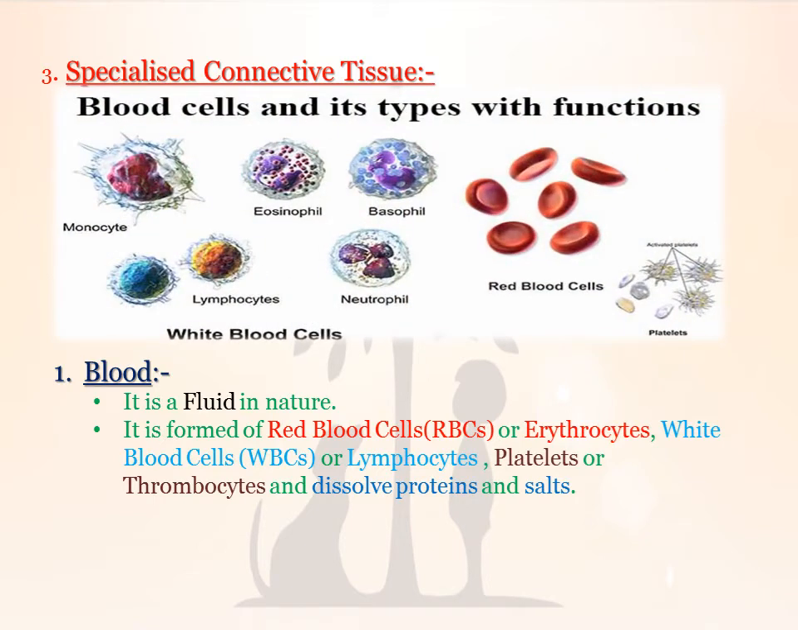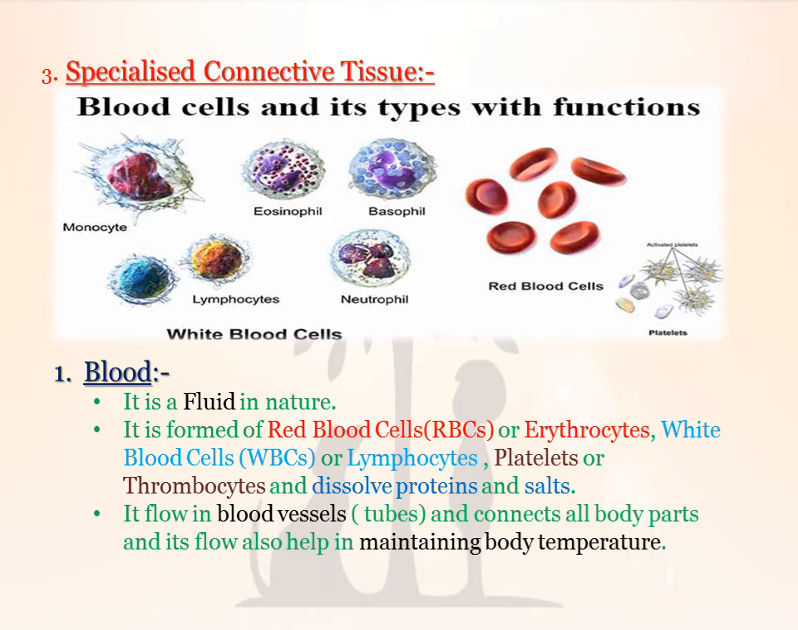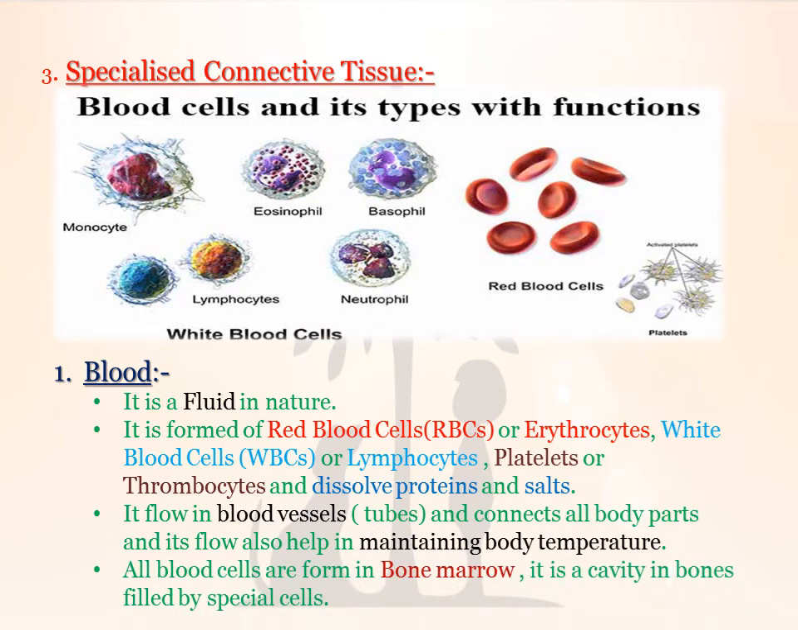These are the cells as shown in the image: white blood cells, of which there are a number of types, the red blood cells as well as the platelets. It flows in blood vessels. Blood flows in blood vessels or tubes. Blood vessels are artery or vein and connect all body parts, and its flow also helps in maintaining the body temperature. All blood cells are formed in bone marrow.